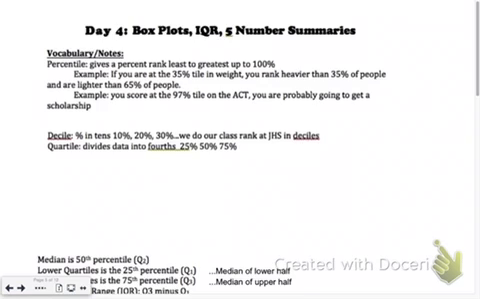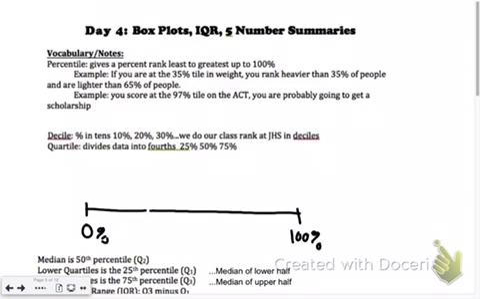Quartiles. Quartiles divide data into fourths. So we'll do it at the 25th percentile, the 50th percentile, and the 75th percentile. If we look at that on a number line, it'll look something like this. If you think of the number line where we have 0% here and 100% here, we can divide that in half, and that would be where 50% is, then divide 50% in half, and that will be where 25% is, and divide the 50 and 100% in half, and that's where 75% is.